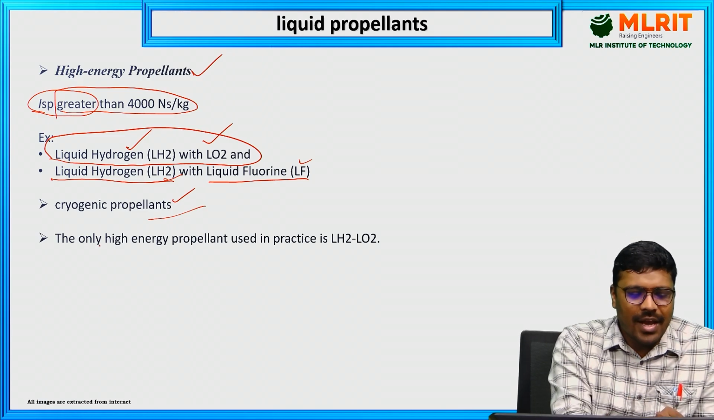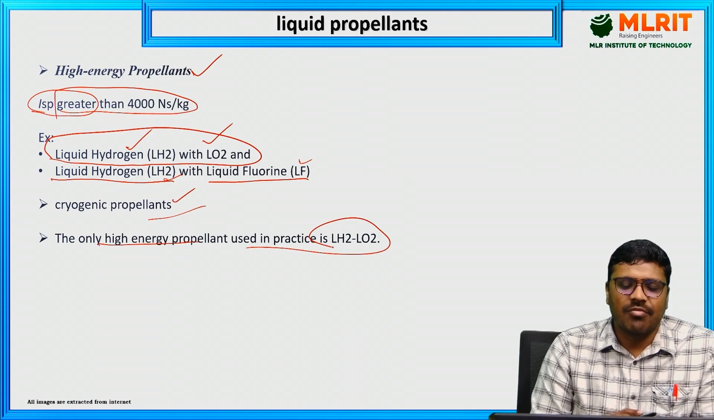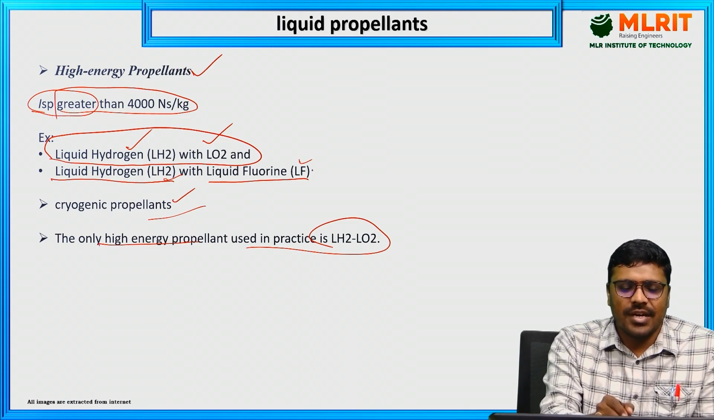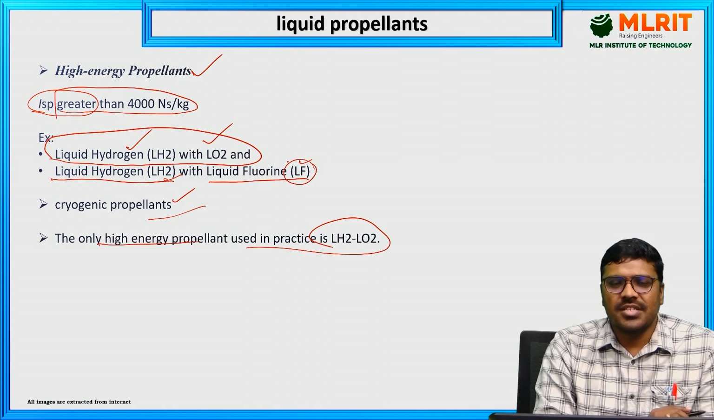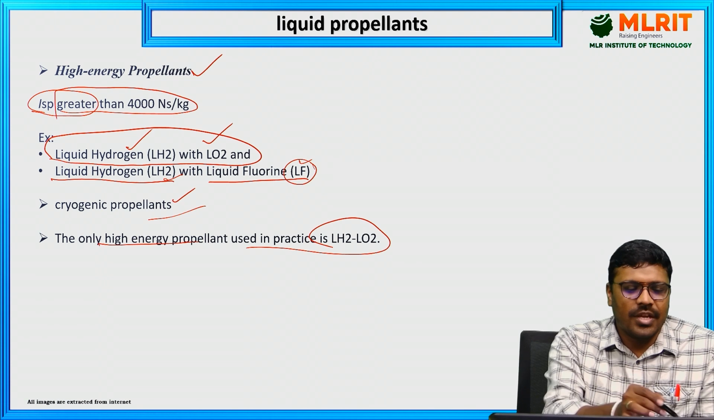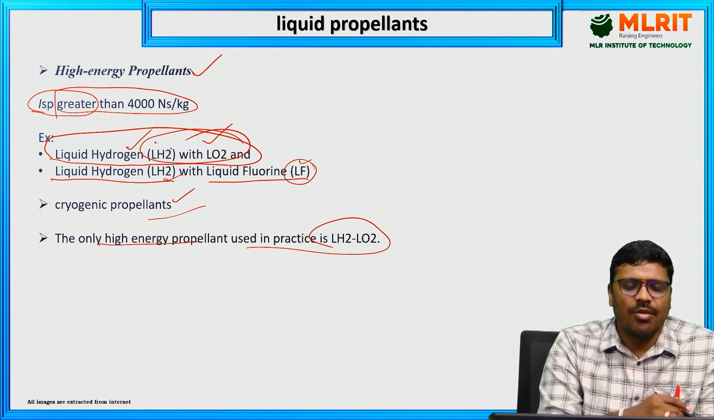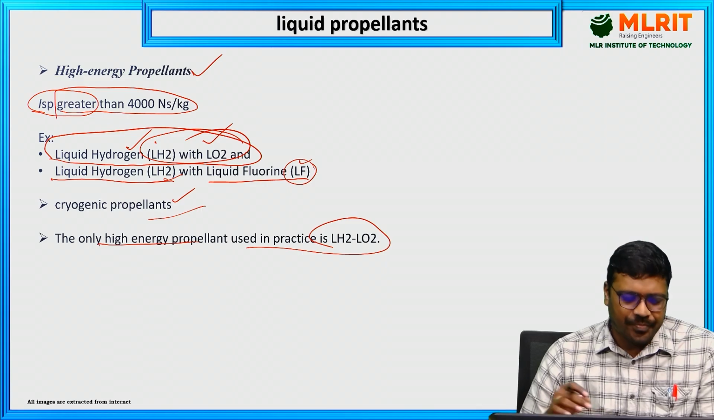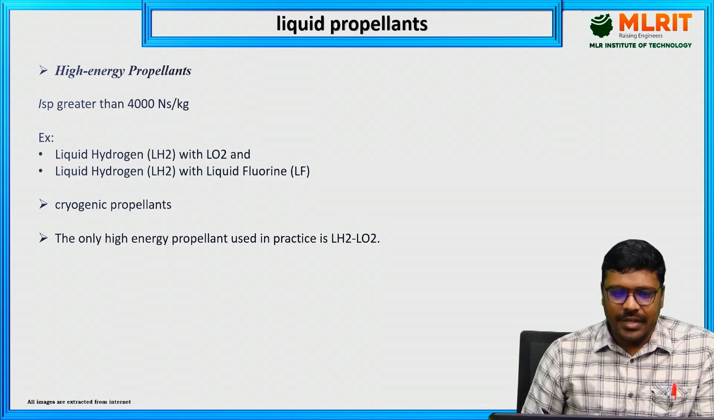The only high energy propellant used in practice is liquid hydrogen and liquid oxygen as a cryogenic. We already discussed that liquid fluorine is a toxic substance, which is why we always try to avoid its usage. So the liquid hydrogen and liquid oxygen combination is mostly used as a cryogenic propellant. So this is about high energy propellants.